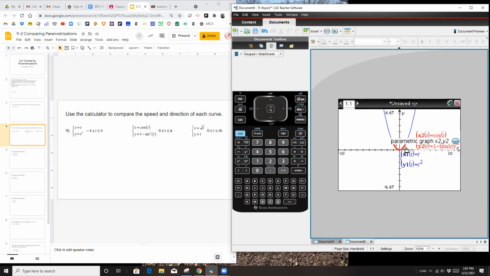Now, notice how they overlap, right? But they're different because t is different in each equation. All right, so first let's compare the speed and orientation of those two.